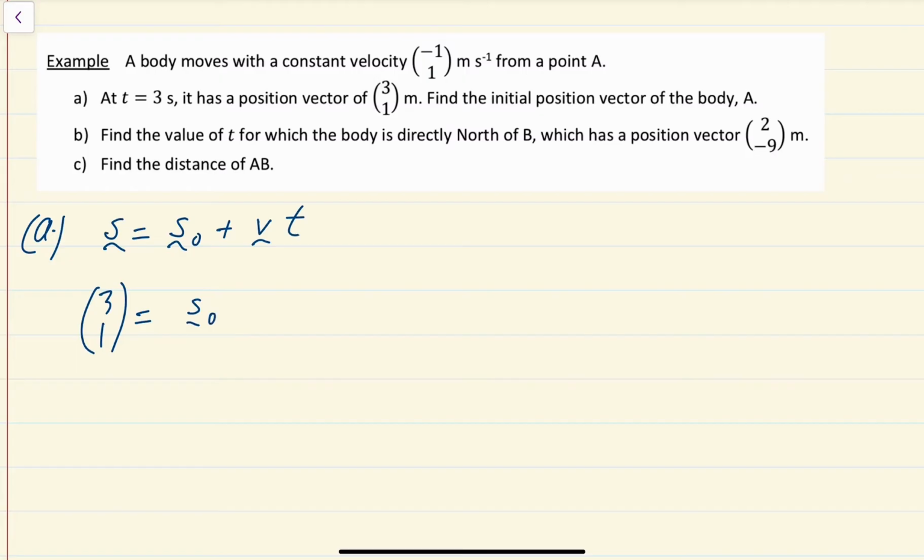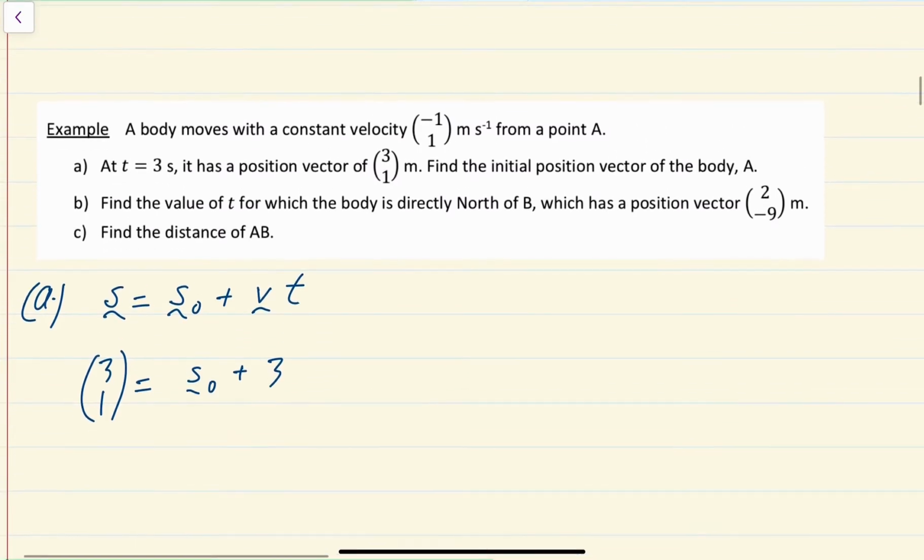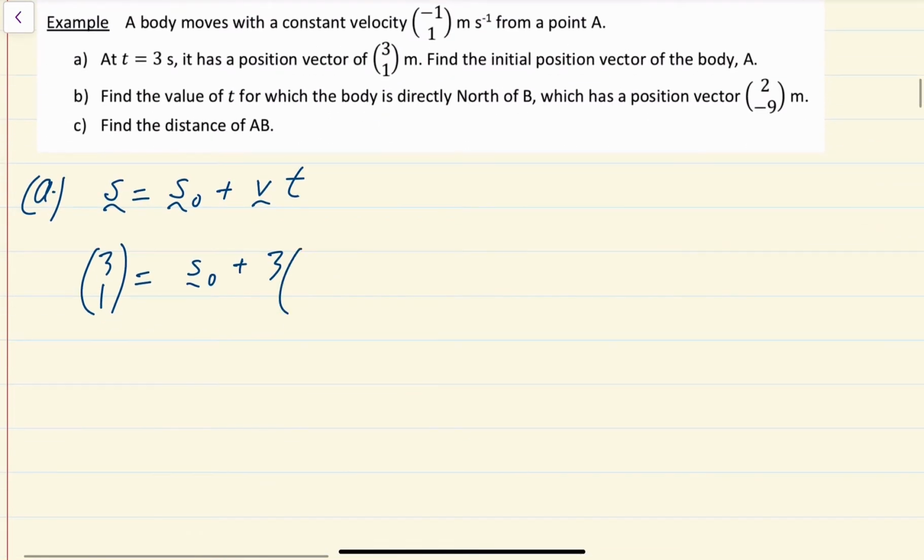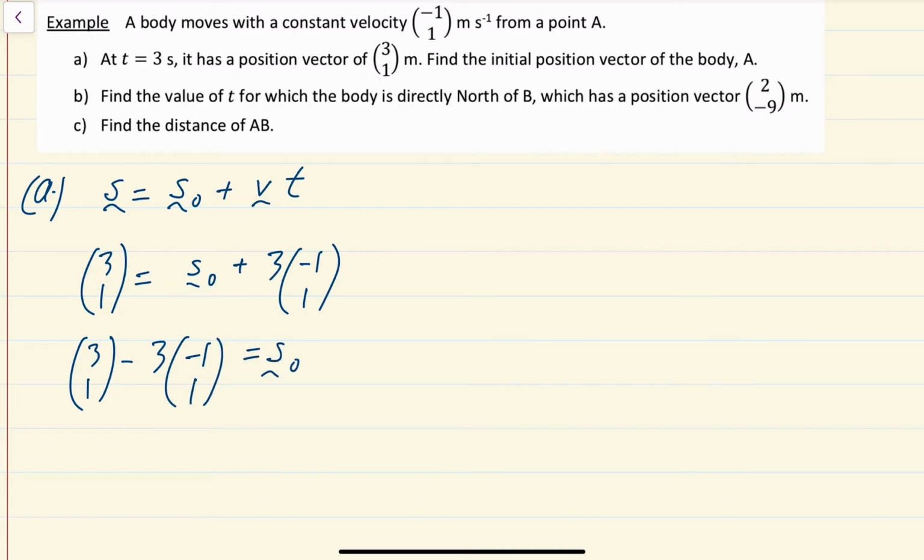And then that's my S0, that's what we're trying to find, plus my V times t, so that's 3 times my initial velocity, which is (-1, 1). Okay, let's just sort that out. That means (3, 1) minus 3 times (-1, 1) is going to be equal to my S of 0.